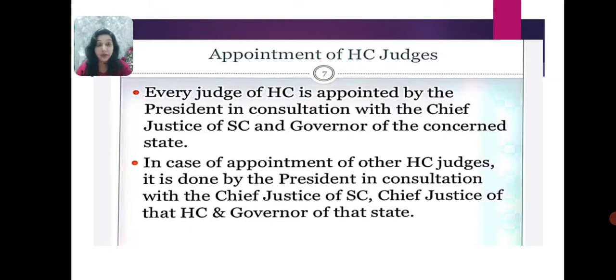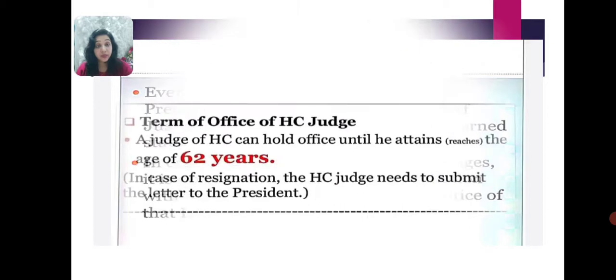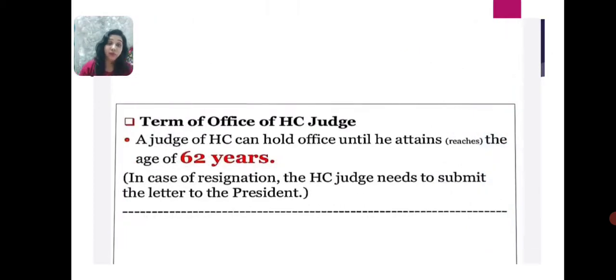All these together will be electing the assistant judges of the high court. I hope the point is clear to you. Okay, so next we will see what is the term of office of the high court judge. A high court judge can hold the office until he reaches the age of 62 years. Okay, and in the Supreme Court it is 65 years.